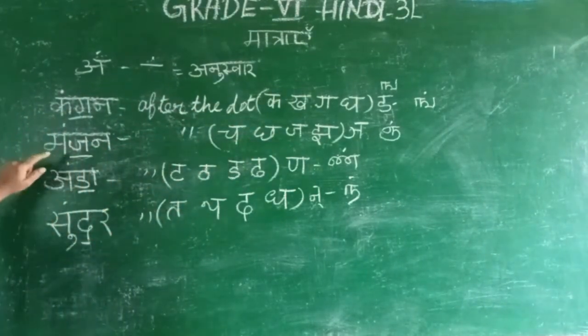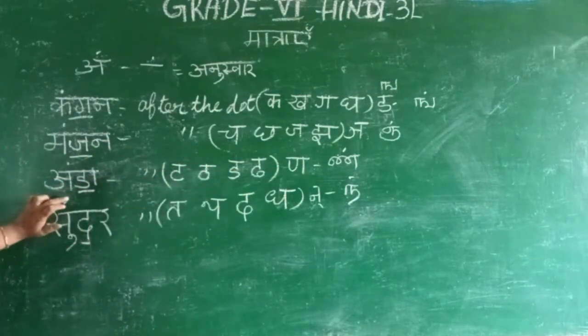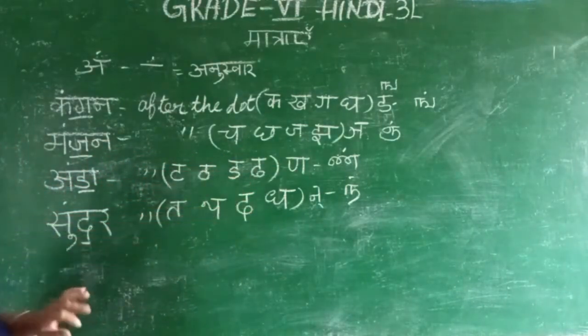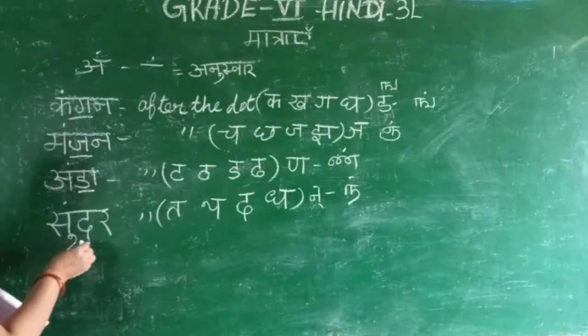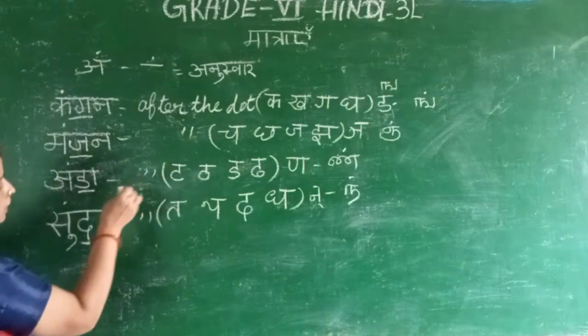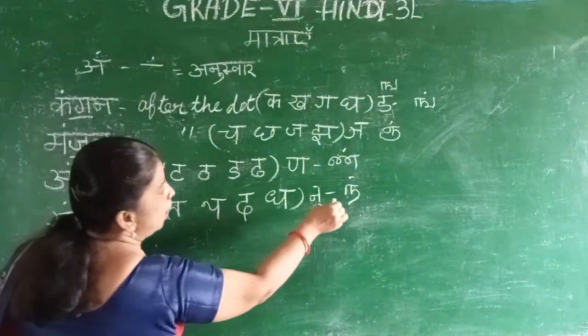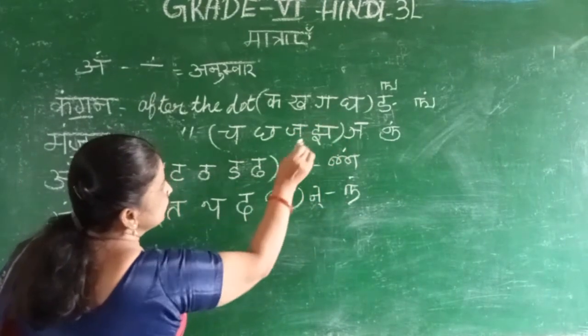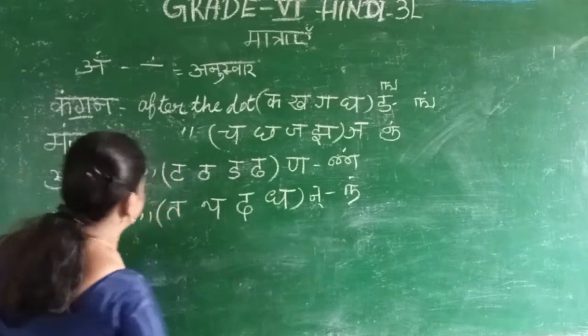Ing. If it is a ja letter, a cha varga letter, how to pronounce it? That sound should be inj. And for the ta varga, that is the in sound. So after the dot, these varga letters are printed, and we have to learn the sound: ka varga ing, cha varga inj, ta varga in, ta varga ing.